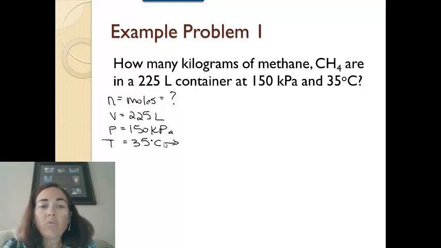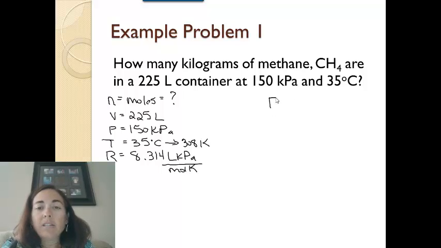But remember, we don't want to leave it in Celsius, we want to convert to Kelvin. So I need to add 273 to that, and that's going to give me 308 Kelvin. Now the last variable that you need to plug into this equation is that R value. Remember I told you that when your pressure is kilopascals, you want to use 8.314. And it's liters times kilopascals over moles times Kelvin.